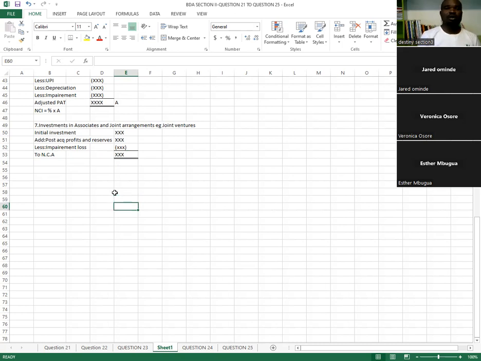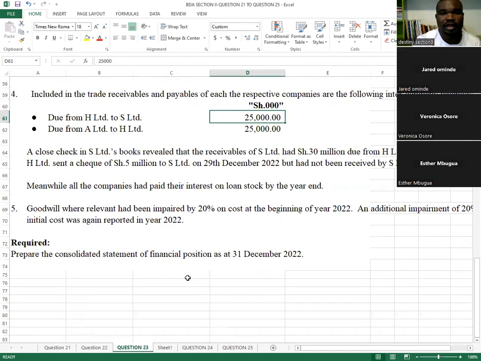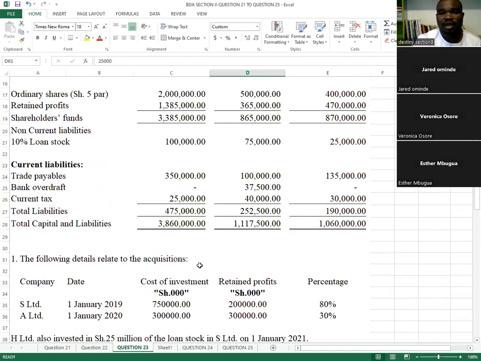So those are some of the adjustments you are supposed to know as far as consolidation is concerned. I think that is enough. In fact, with that overview, we will be ready to handle this question here. I hope that overview was necessary for you. So I beg that we stop at that stage.